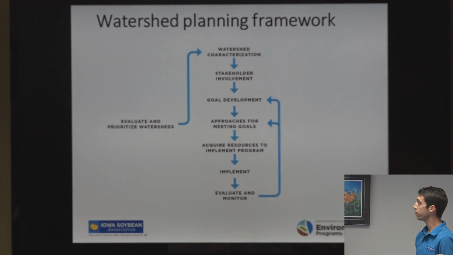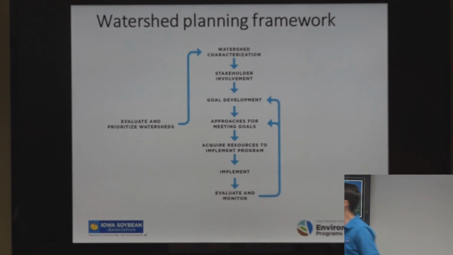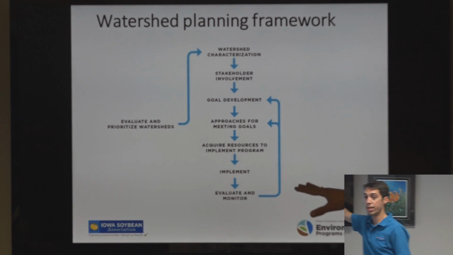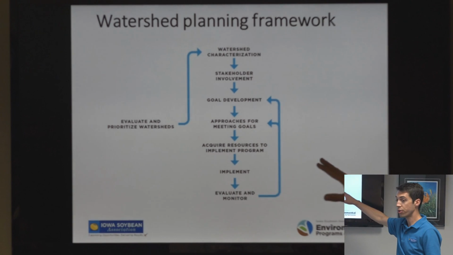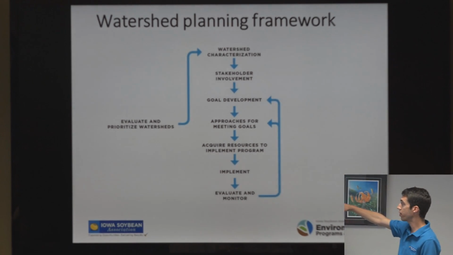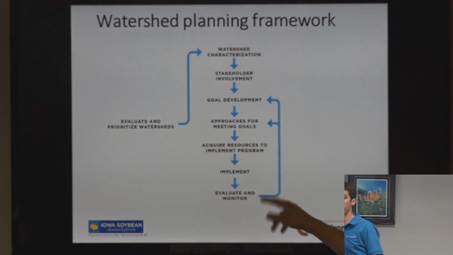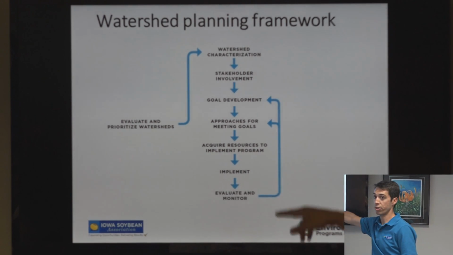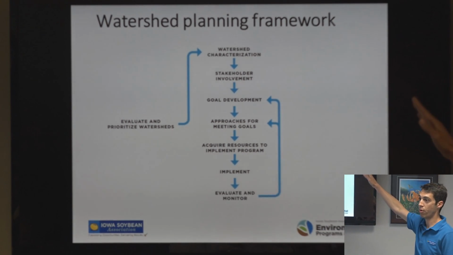So once the goals are developed, we try to identify approaches for meeting the goals and identify the resources that are necessary. And then these last few steps here are kind of more in the implementation phase. So once you have the resources, you can start getting conservation practices on the ground. But then evaluation and monitoring kind of come back to this watershed characterization. This is an information-driven process.